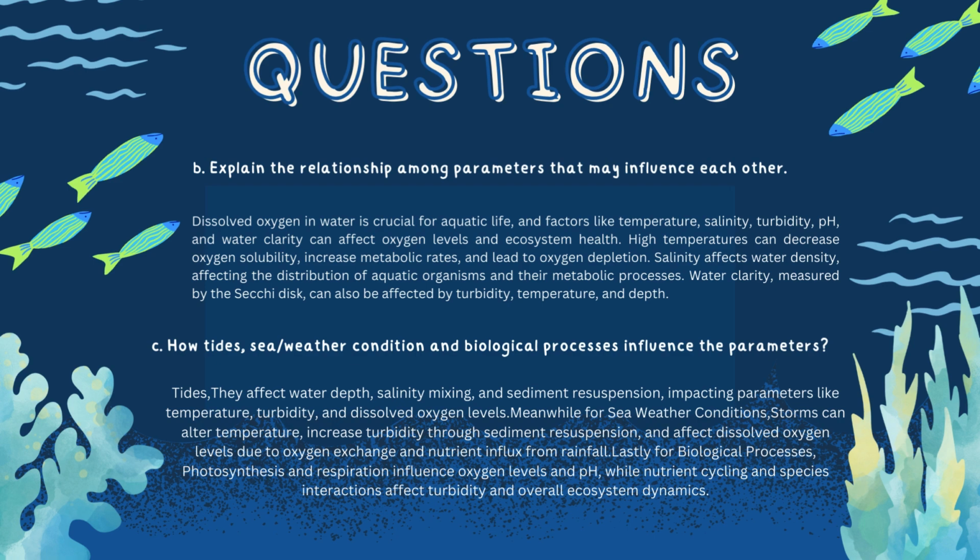And for C, how tides, sea or weather condition, and biological processes influence the parameters. Tides affect water depth, salinity mixing, and sediment suspension, impacting parameters like temperature, turbidity, and dissolved oxygen levels. Meanwhile, for sea weather condition, storms can alter temperature, increase turbidity through sediment suspension, and affect dissolved oxygen levels due to oxygen exchange and nutrient influx from rainfall. Lastly, for biological processes, photosynthesis and respiration influence oxygen levels and pH, while nutrient cycling and species interaction affect turbidity and overall ecosystem dynamics.